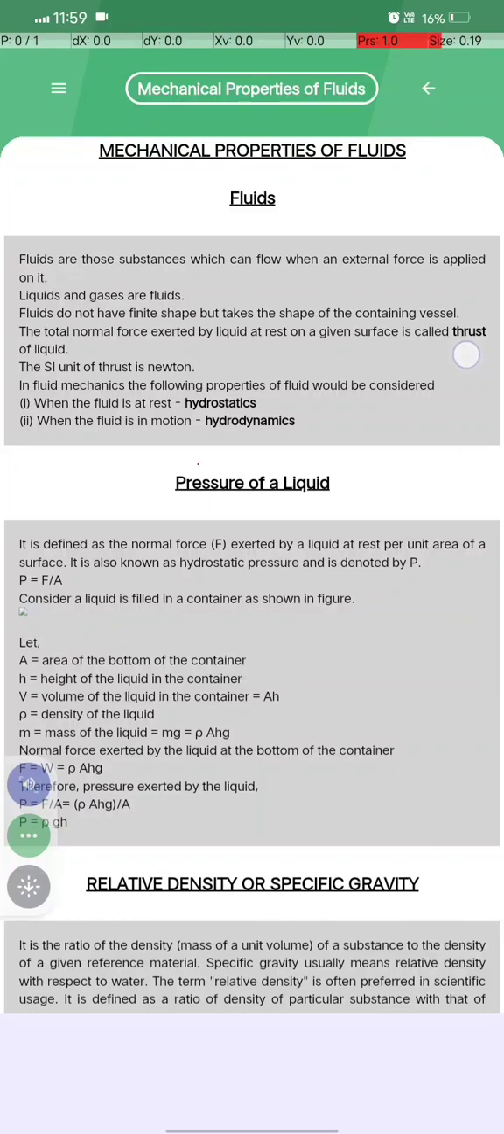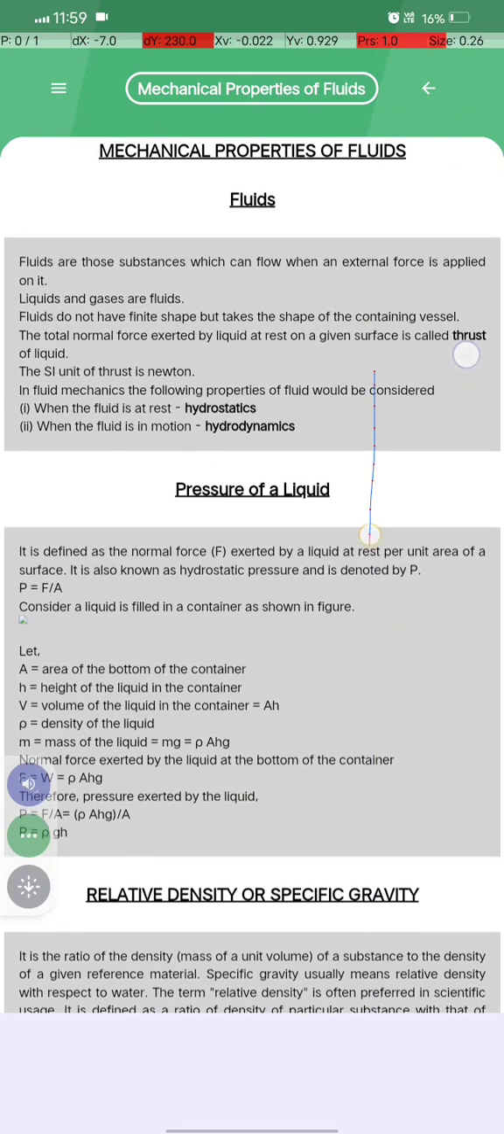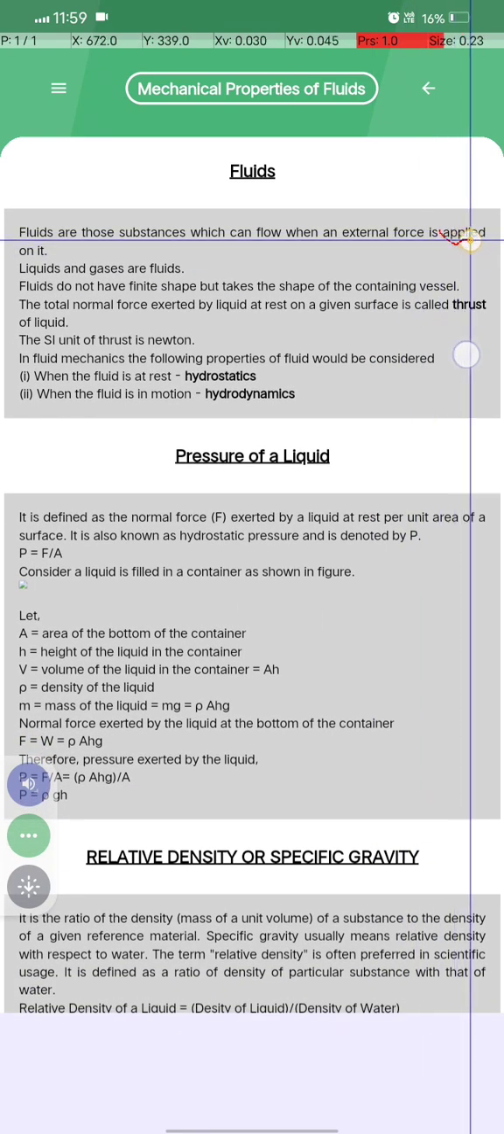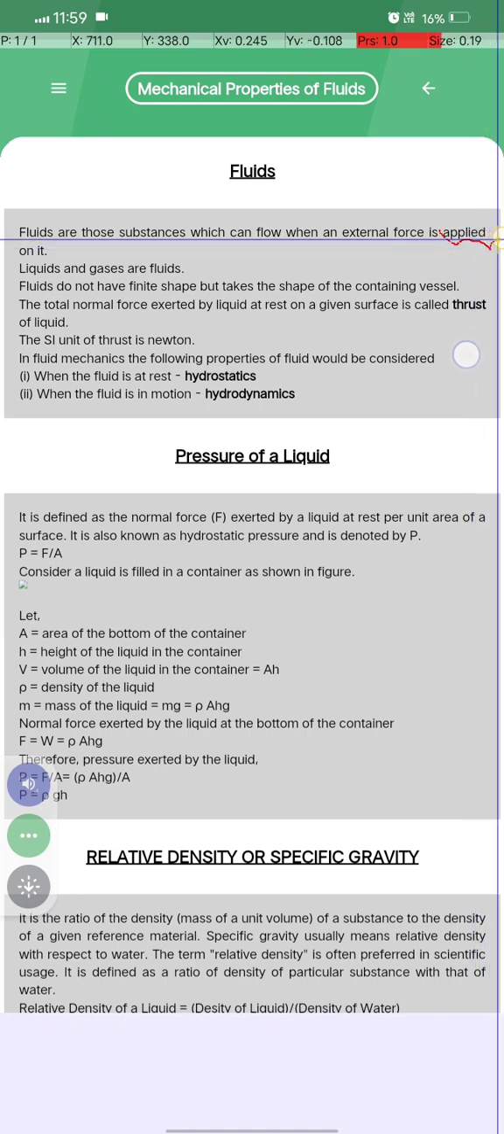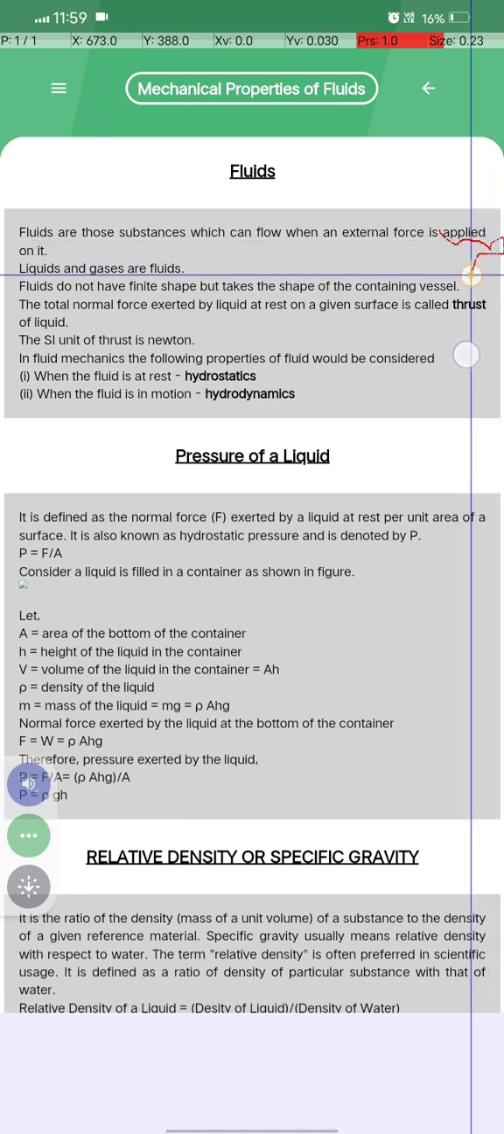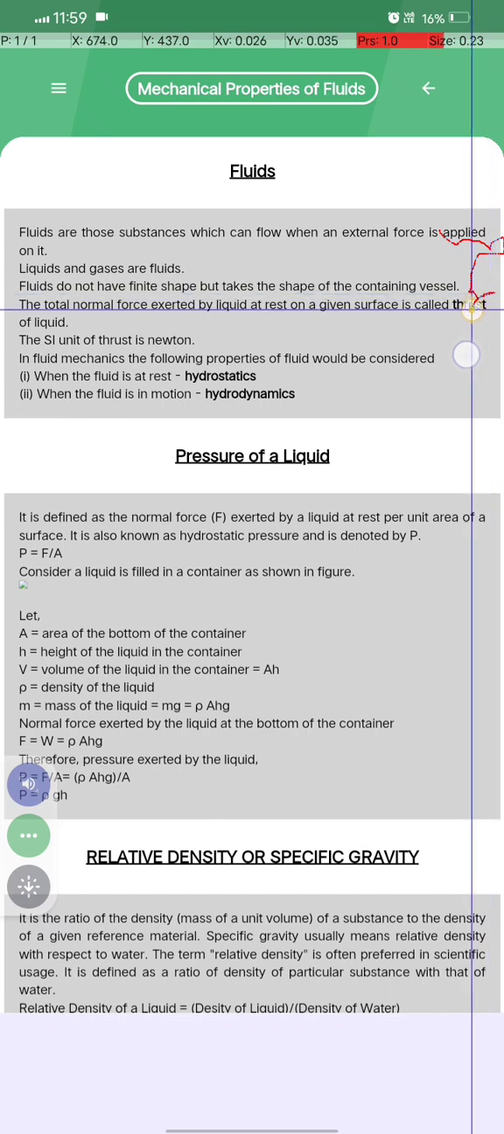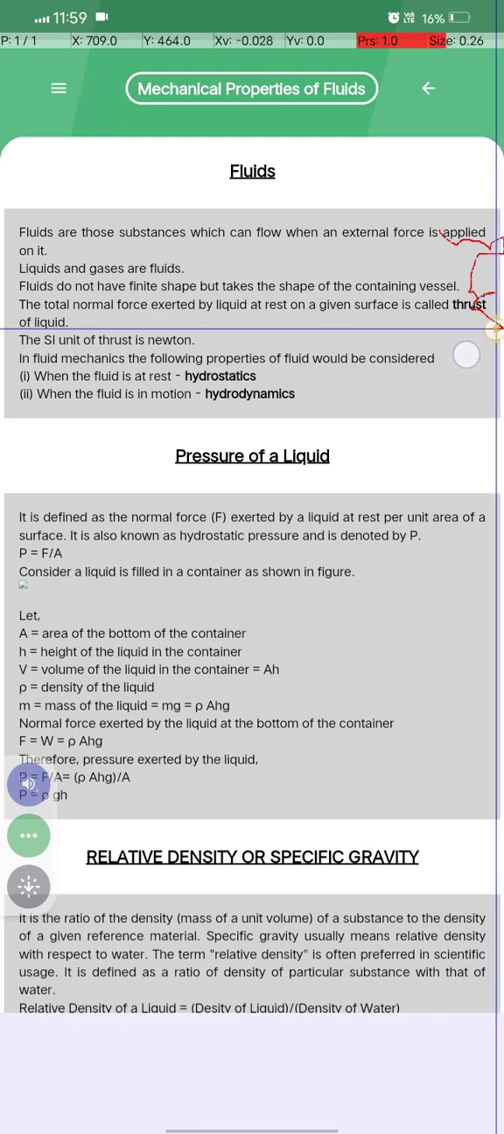Now today we are going to start the chapter, mechanical properties of fluid. Okay, so let's know what a fluid is. Fluids are those substances which can flow when an external force is applied on them. Liquids and gases are fluids, and a fluid does not have a finite shape but takes the shape of the containing vessel. The normal force exerted by a liquid at rest on a given surface is called the thrust of liquid.